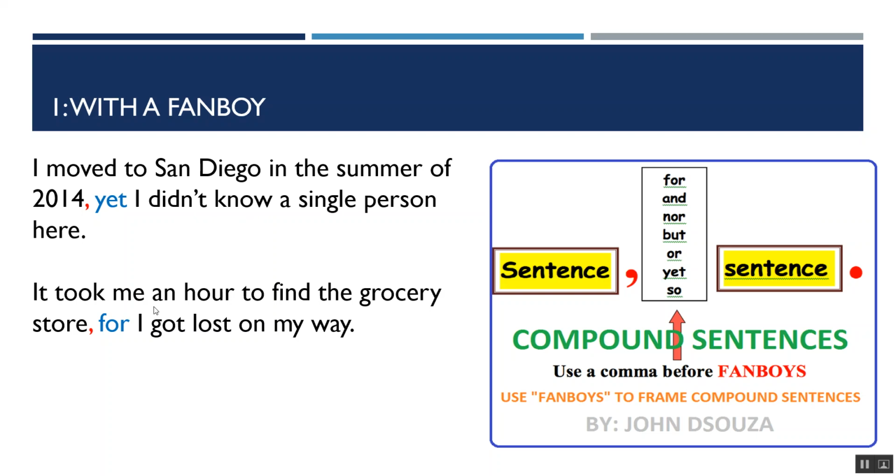Another example, it took me an hour to find the grocery store, comma, for I got lost on my way. For, as a fanboys, means because. So it took me an hour to find the grocery store, comma, for I got lost on my way. And this is a true story. My first day in San Diego, it took me an hour because I got lost.